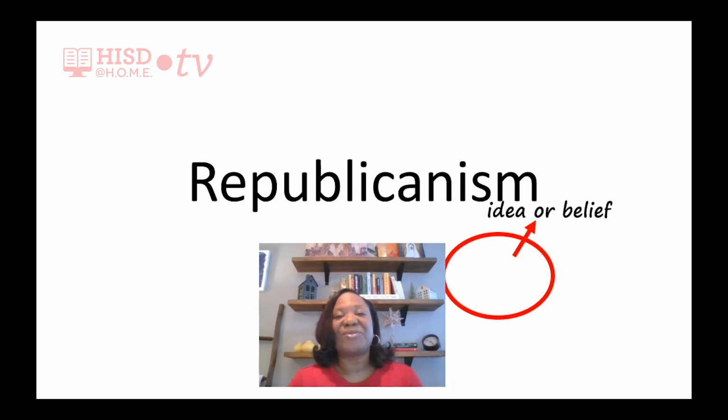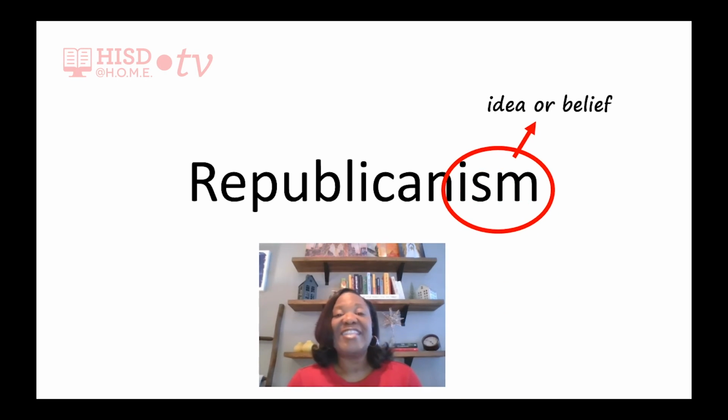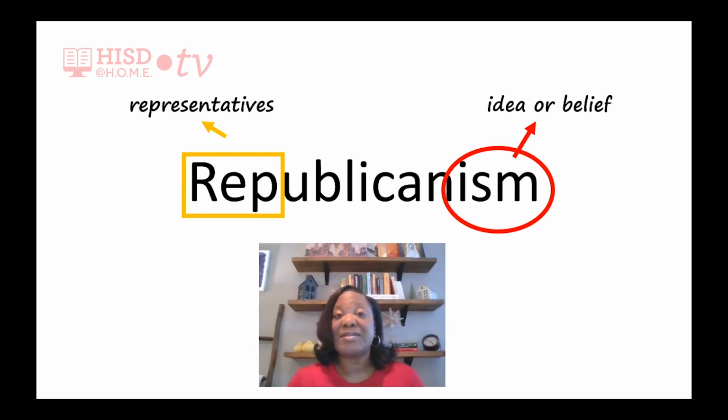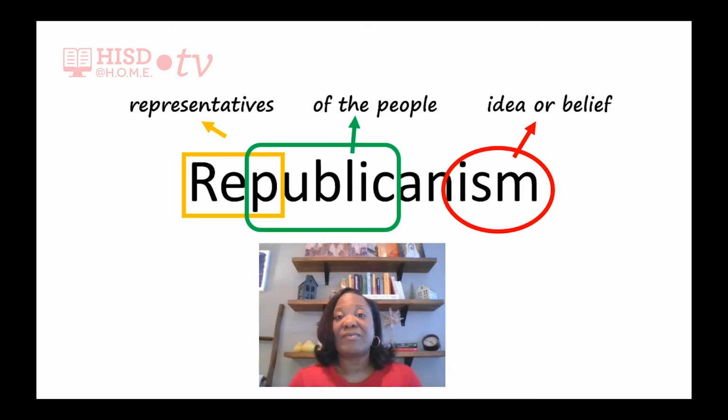So let's take a further look at republicanism and let's annotate this, okay? Republicanism means, okay, we have ism, which means an idea or a belief. We have rep, which is for representatives. And we have public, which is of the people.